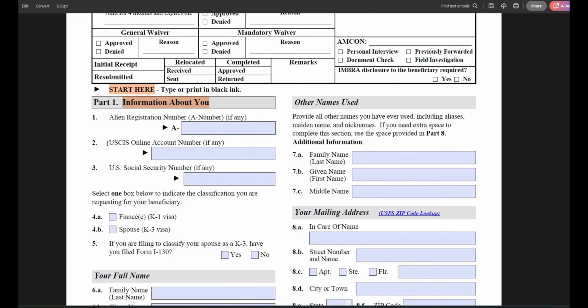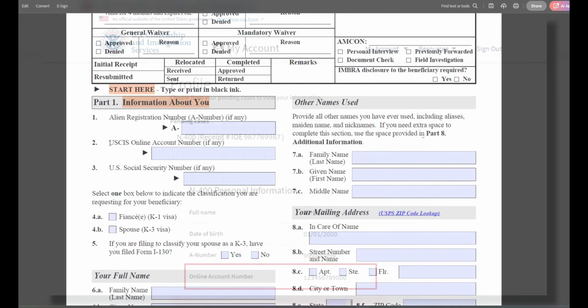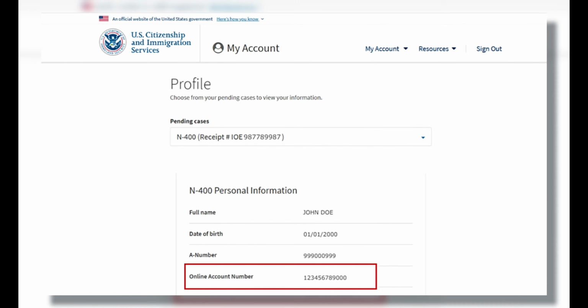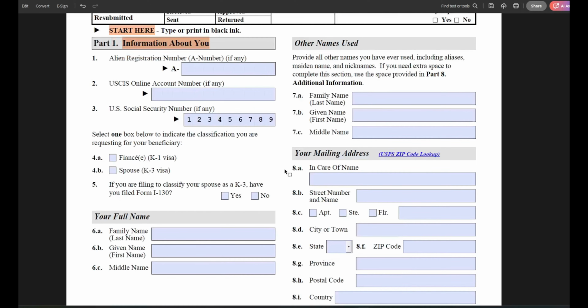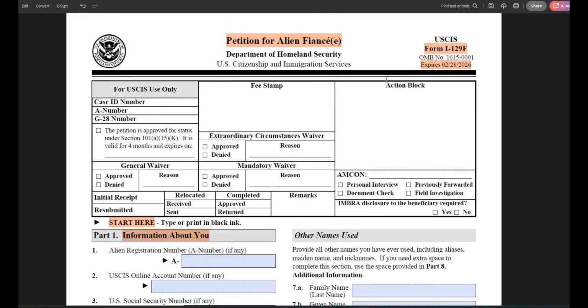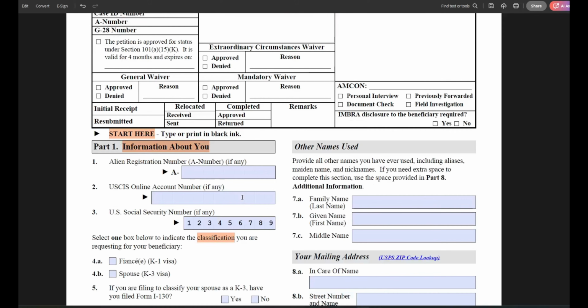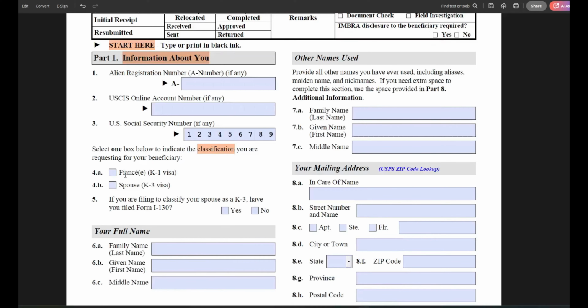You will only have a USCIS online account number if you have ever submitted any applications online, and provide your US Social Security number. Next, provide the type of application you are submitting. This application 129F serves a dual purpose. One, which is the primary purpose of this application, is to petition your alien fiancé for their 90-day visa so that you can get married and continue their green card process.